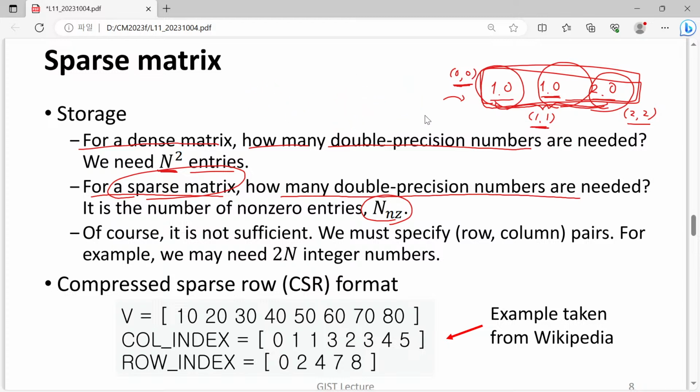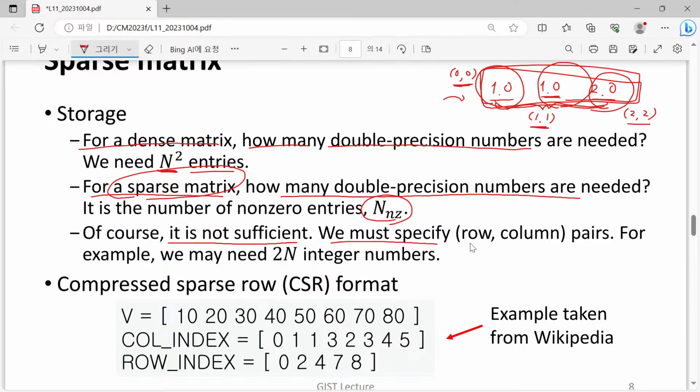Of course, just specifying the double precision numbers for non-zero elements is not sufficient. We must specify a pair of row and column. Yes, we have several of them. Then, for example, we may need 2 times nz integer numbers, where nz is the number of non-zero entries.